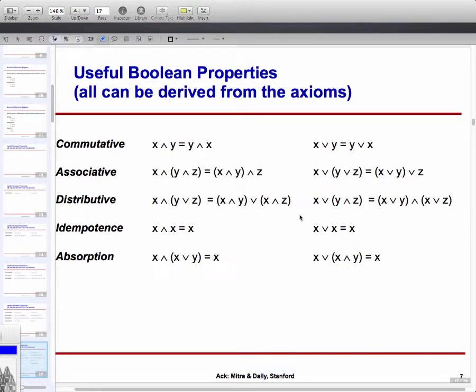Absorption property. What absorption is saying is x and (x or y) is equal to x. And likewise, x or (x and y) is equal to x. Can anyone help me out? Why do you think this is true? How can you prove it? We want to prove that this statement is true. Everything we have discussed thus far, those axioms and the four properties above, are available to us. So how would you prove that this absorption property on the left-hand side is correct?